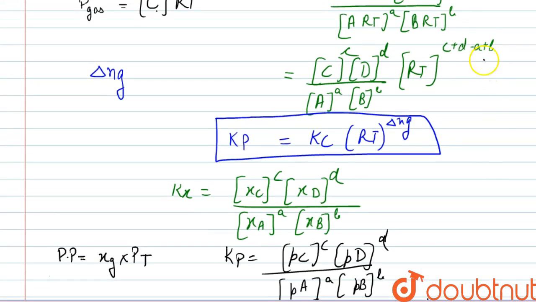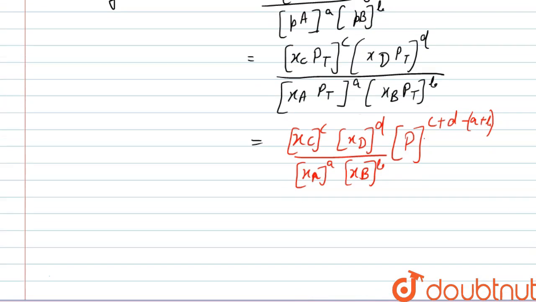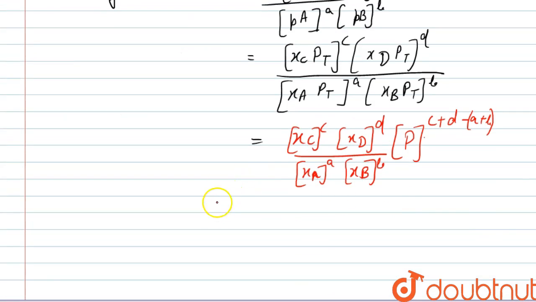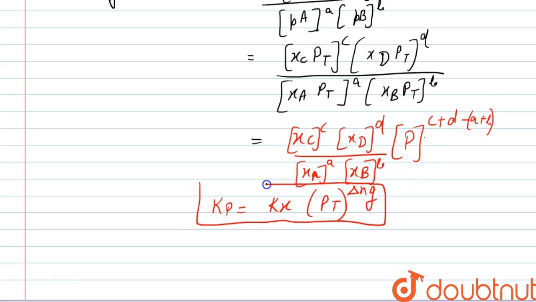Here also it was in brackets. Now we know that this is the equilibrium constant in terms of mole fraction, so we will write it as Kx. So Kp will be equal to Kx into Pt to the power of the difference in the number of gaseous moles for the products and reactants, so it will be represented by delta ng. So this is the relation between Kp and Kx.